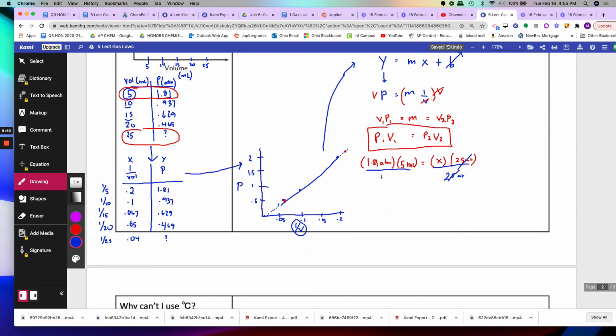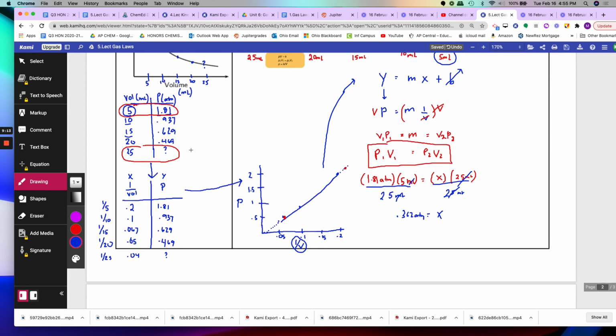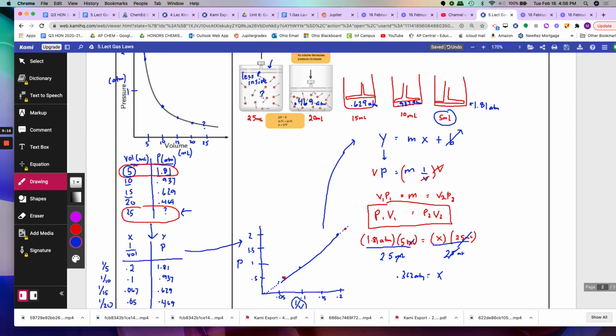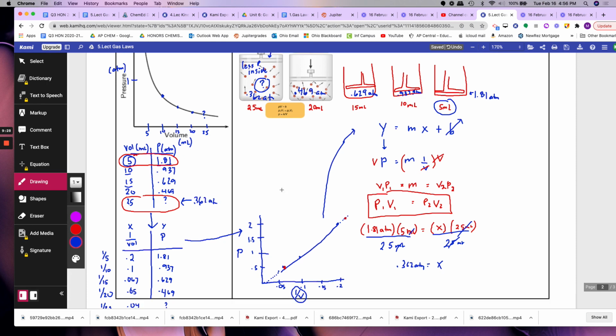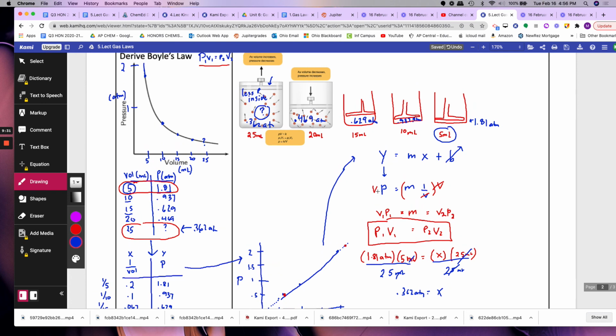That cancels. This unit cancels with that unit. Make sure they match. X is equal to 1.81 times 5 divided by 25 equals 0.362. And the unit left over is atm. So the pressure right here when it broke is 0.362. And that's how you use Boyle's law.